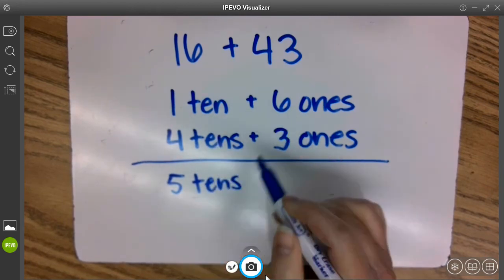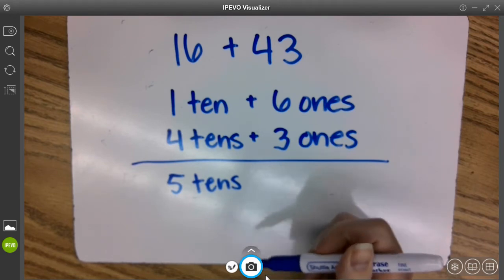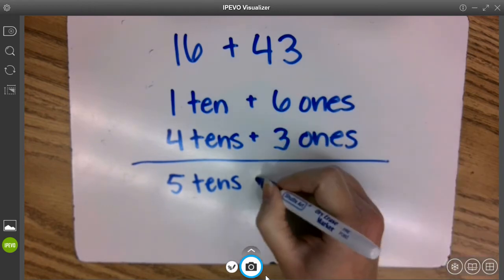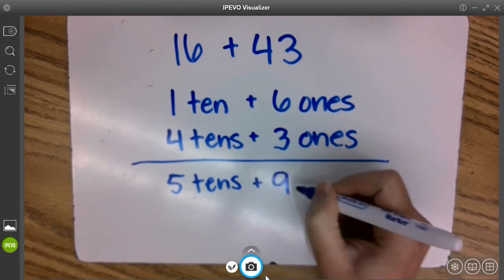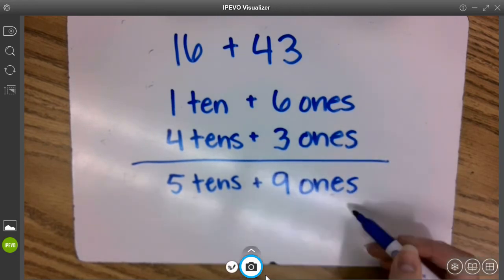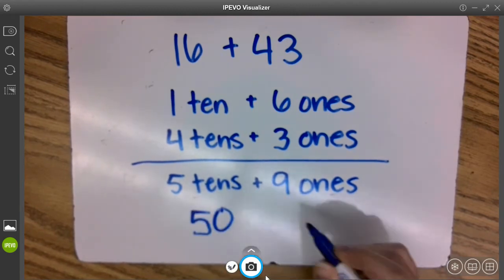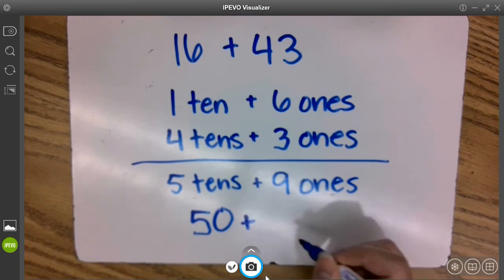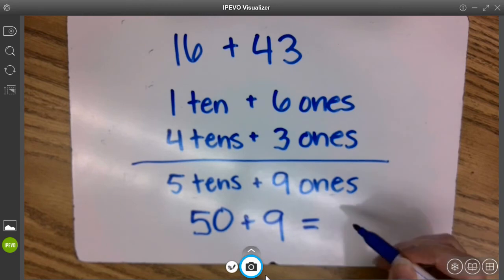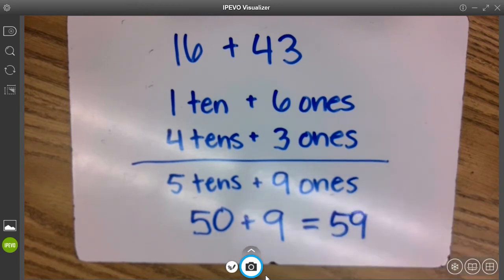I can't put tens and ones together right now because right now my job is to combine things that are the same. 6 ones and 3 ones gives me 9 ones. So let's expand it. 5 tens is 50, plus 9 ones is 9. And I can bump out the 0, and my number is 59. Okay, well done.